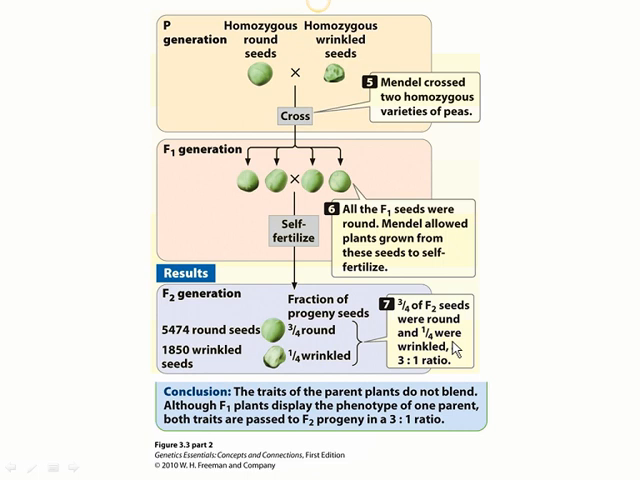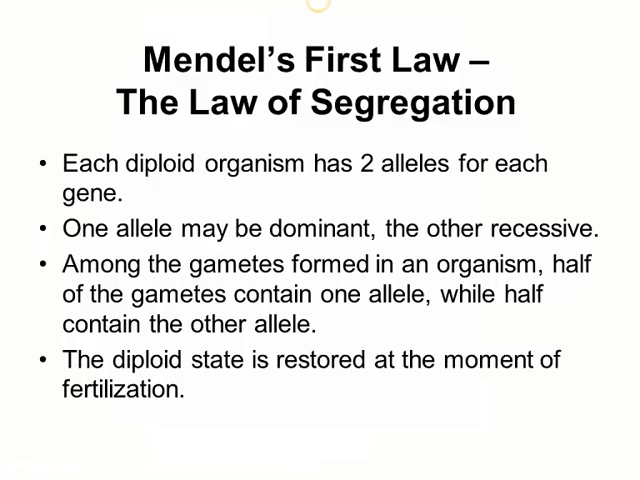His actual data is shown here on the left side: 5474 round seeds, 1850 wrinkled seeds, and you remember, if you divide by the smaller number, you'll get the observed ratio. And all of his observed ratios were coming out very close to a 3-to-1 ratio, no matter which trait he was testing, on lots of different experiments. So this led Mendel to form his first law, the Law of Segregation.